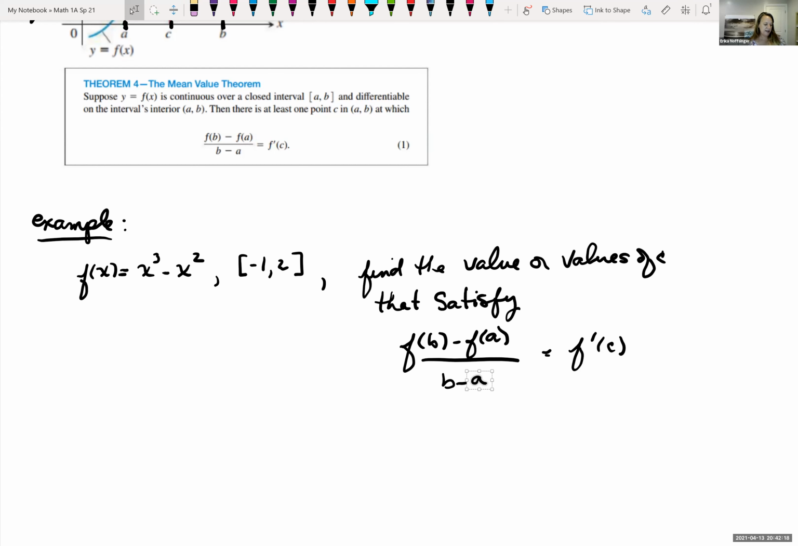Okay, so the example says f of x is equal to x cubed minus x squared. We're on the closed interval [-1, 2], and we want to find all values of c that will satisfy the mean value theorem, meaning that there's some derivative f prime of c that would give us the slope of the secant line between x equals -1 and x equals 2. So we need to figure out what those points are.